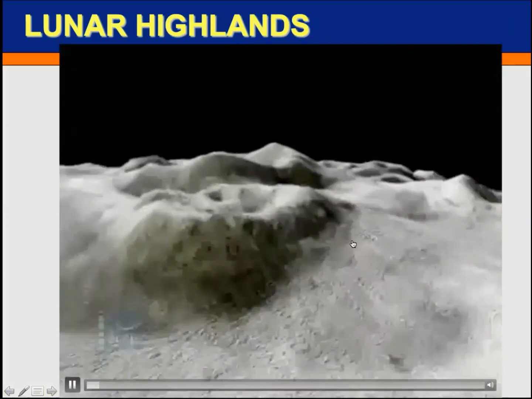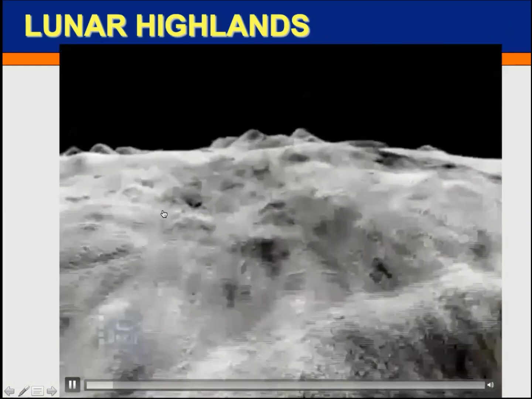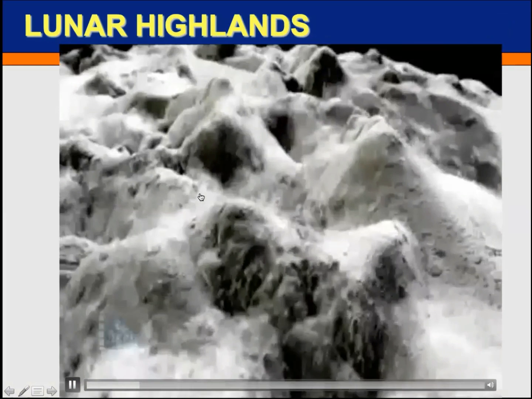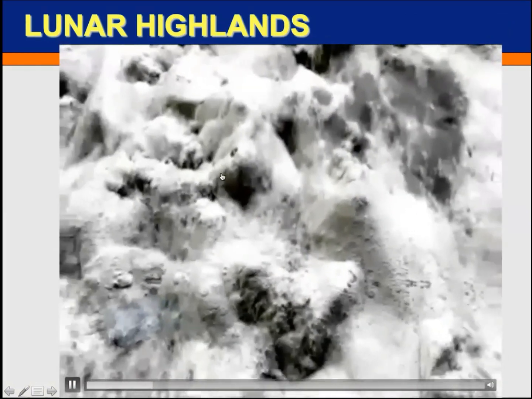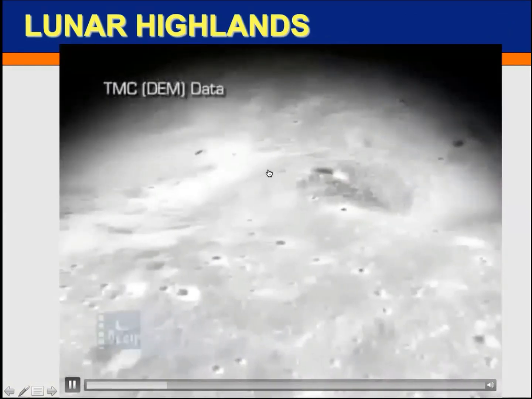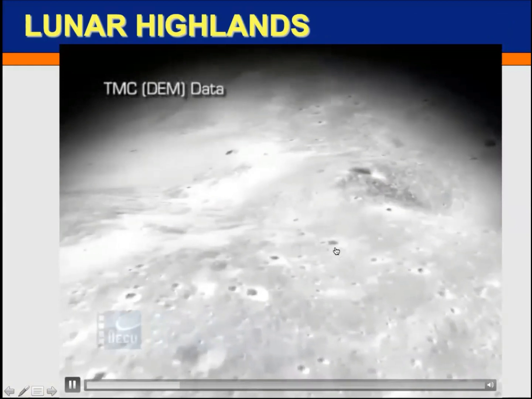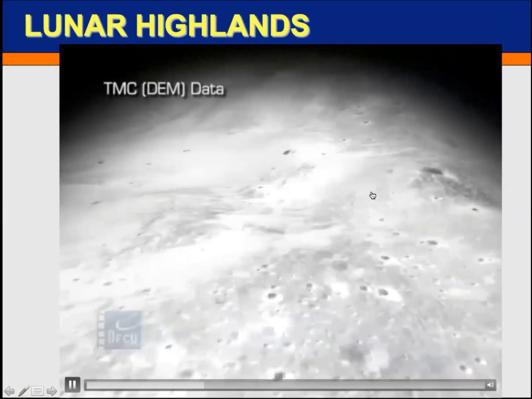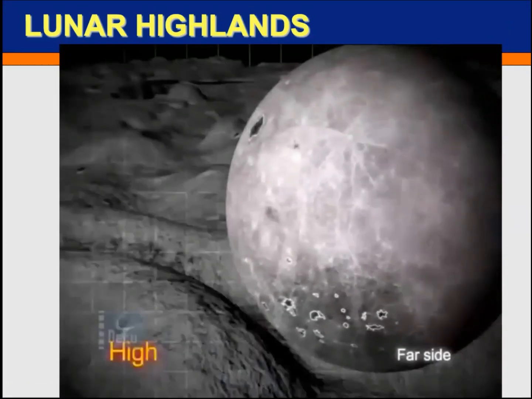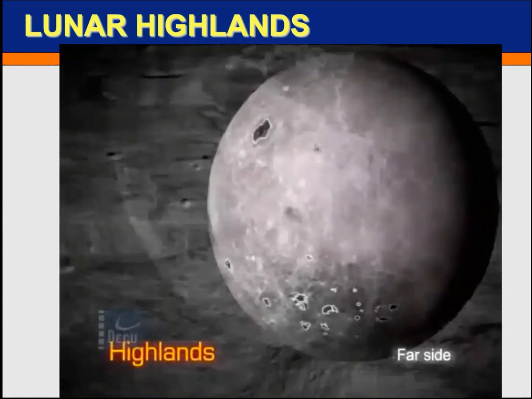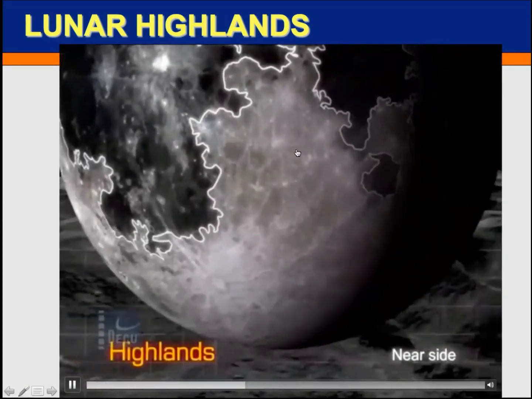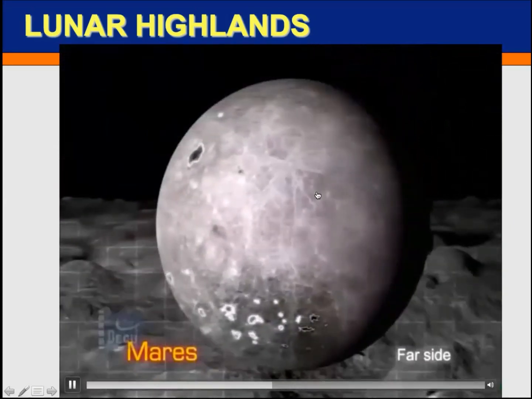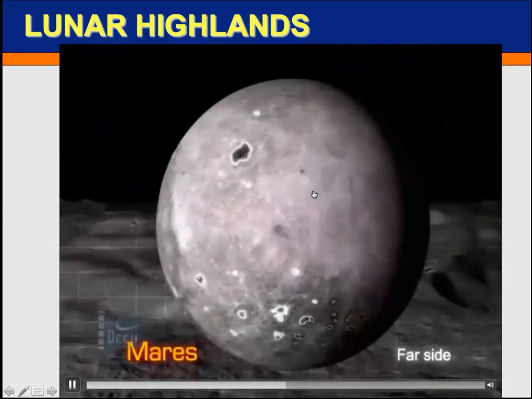You can notice that this is a highland region, the earlier formed crust of our Earth's moon. It does not have a smooth topography. It is a rough and rugged type of terrain with a lot of impact craters. That is the general feature of the highland region, which was formed 4.45 or 4.49 billion years ago. All these regions are known as the highland region, and on the far side also we have a huge concentration of highland materials.